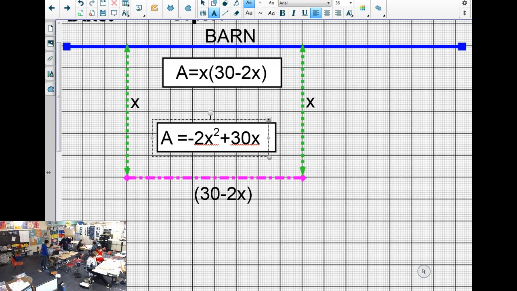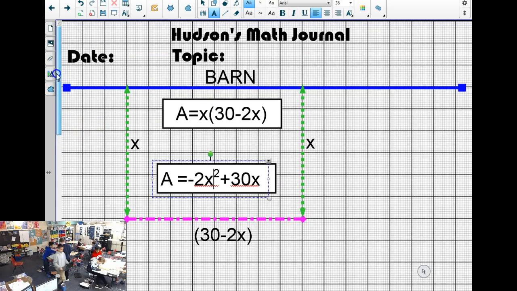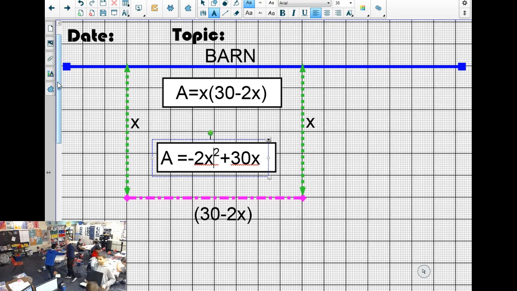Where's the string? What is the vertex point when we're trying to get to? Back over here.